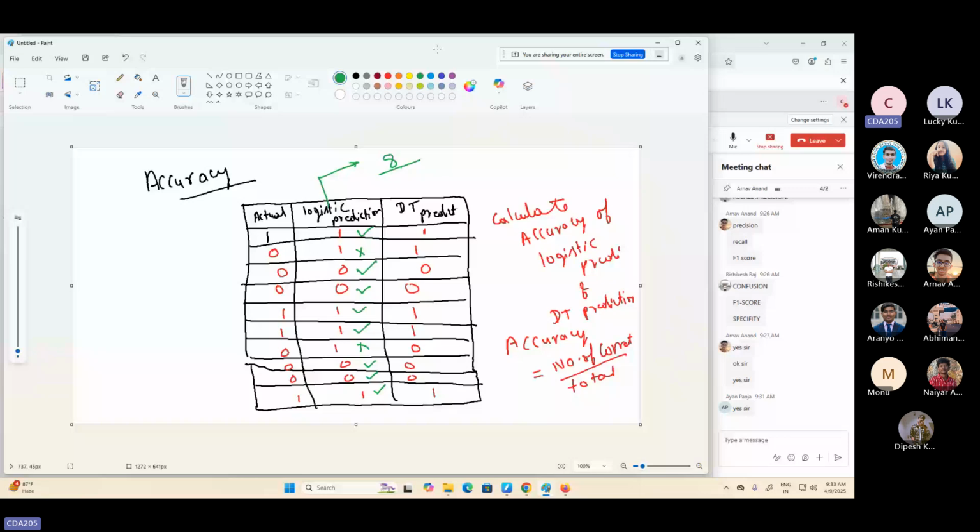Now what is the total number? It is 10. So 8 by 10, so it is 80% correct. Same with the decision tree. How many corrects are there? This is correct. This is wrong. Again, this is correct, this is correct, this is correct, this is also correct, and the rest are also correct. So it is 9 by 10, so it is 90%.